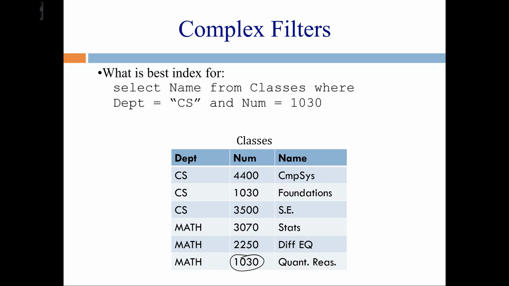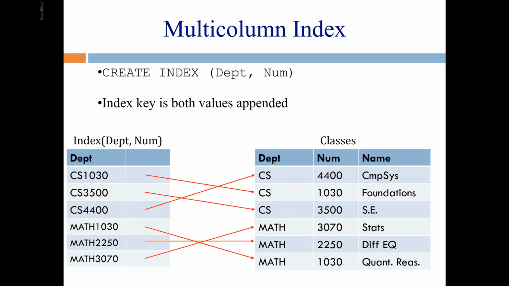So when there are two columns involved in a filter condition, this is where we can use a complex index involving multiple columns. So we can just put an index on both of those columns. The way we specify it, when creating the index, is we just say I want one on department and num. So this is creating a single index. It's not two indexes. It's not one on department and one on num. It's a compound index on both.